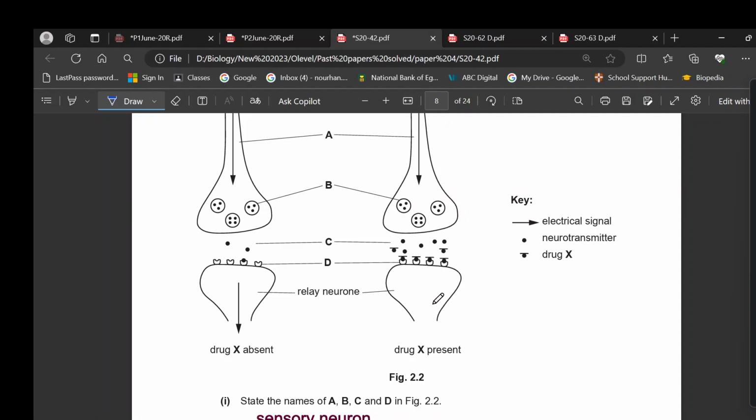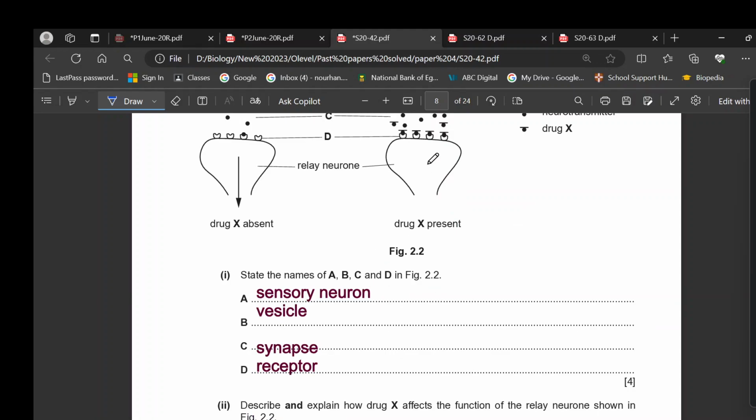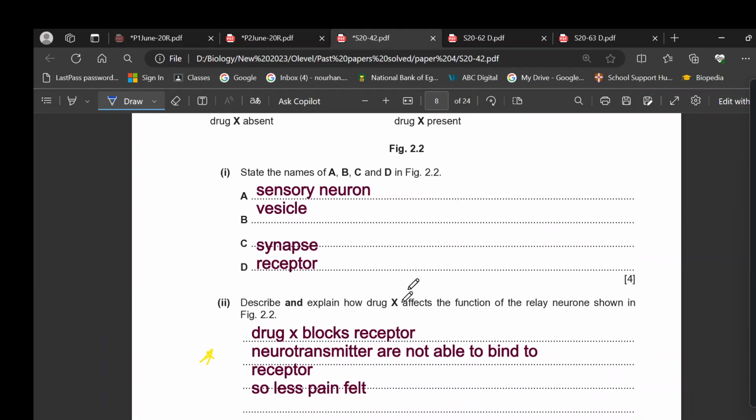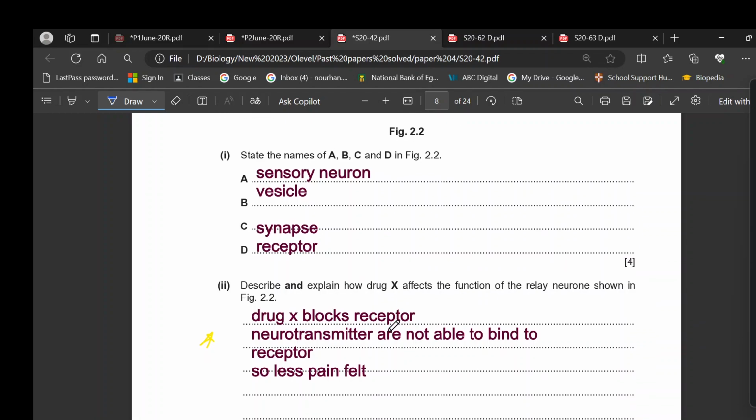What does this picture represent? What will happen here is that the drug is similar in shape to the neurotransmitter. So it binds to the receptor and blocks it, so the neurotransmitter will not be able to bind, and less pain is felt. Less pain is felt. These are drugs like painkillers, like Panadol, for example. So this is an idea about how it works.